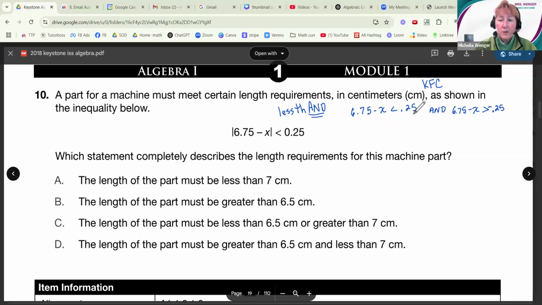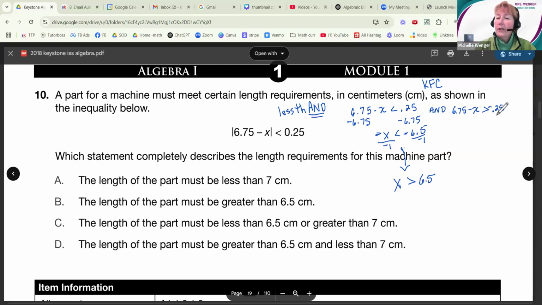So what I'm going to do is subtract 6.75 from both sides. That leaves me with negative x is less than negative 6.5. Again, you want a positive x value. So this is just a matter of dividing both sides by -1. And when you are dividing both sides by a negative number, you have to flip that sign. So let me move this down here. That makes that x is greater than 6.5. Okay, that's the one part.